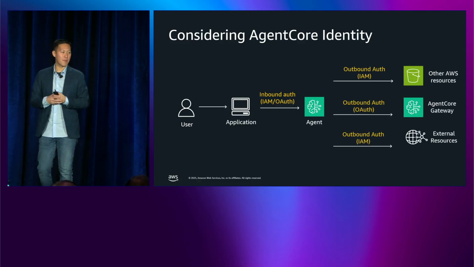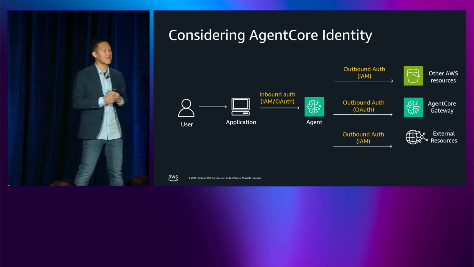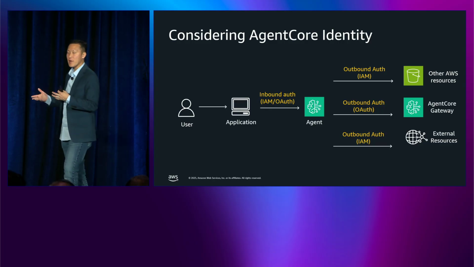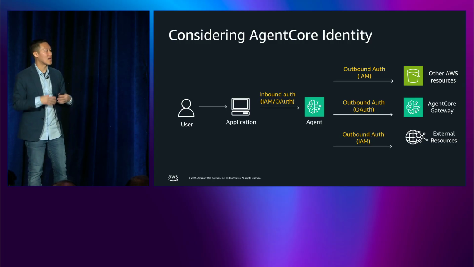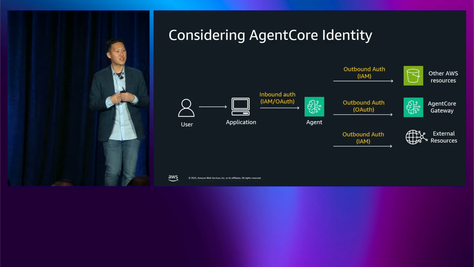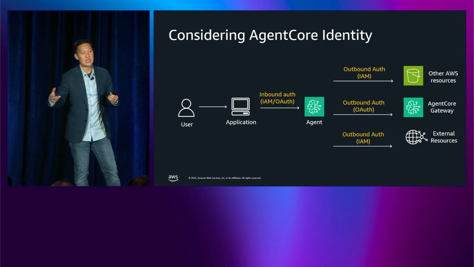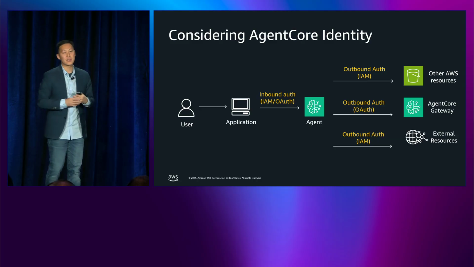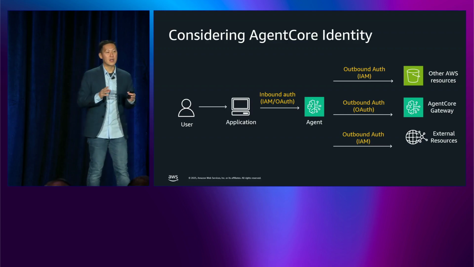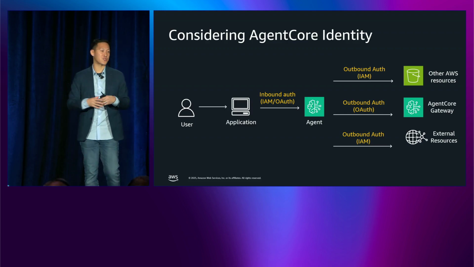Then we have what we call outbound auth. Outbound auth is configured based on whatever the target might be. So if your agent is going to try and extract additional information out of PDF documents in an S3 bucket, you'll just use an IAM role for that. Similar to what Chris was talking about before, what you're going to be accessing determines what you end up using.